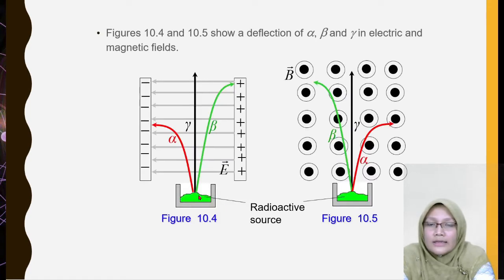Okay, kita tengok sekarang ni 10.4 show a deflection of alpha, gamma and beta in electric magnetic field. Kalau alpha in electromagnetic field, alpha is positively charged, so dia akan attract ke negatively plate. Beta, kalau beta minus, dia akan attract ke positive plate by electrostatic force.